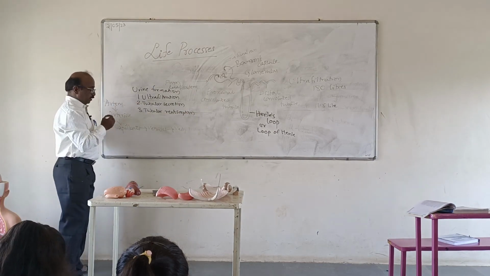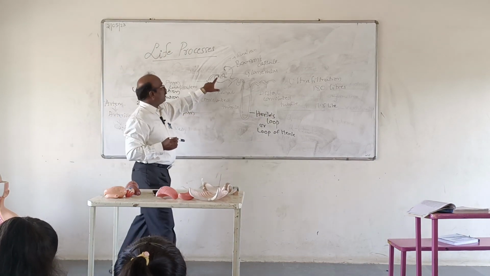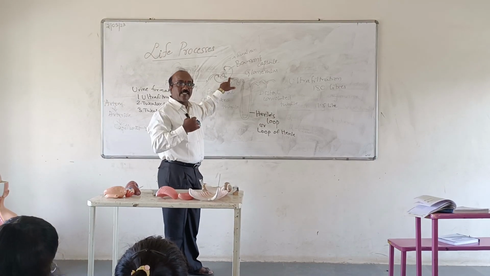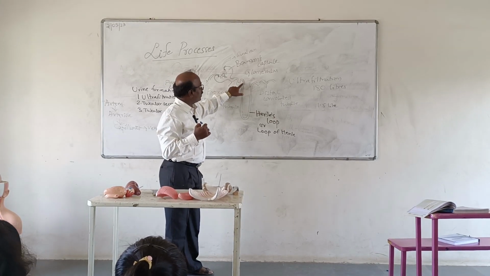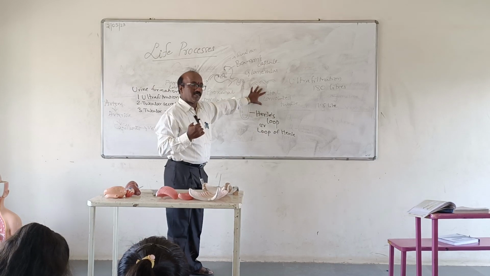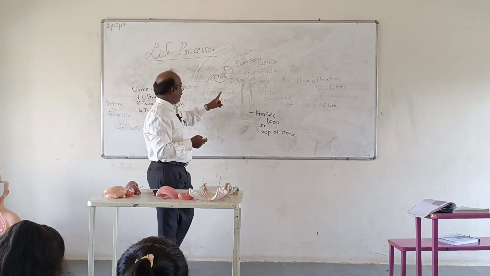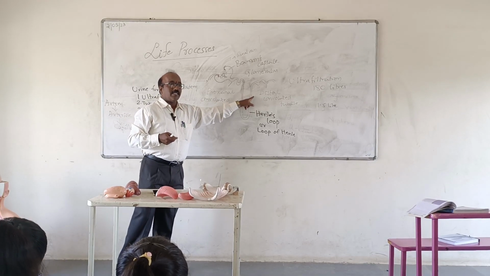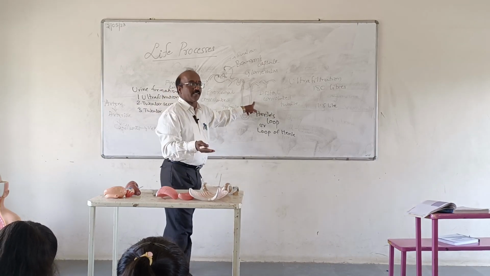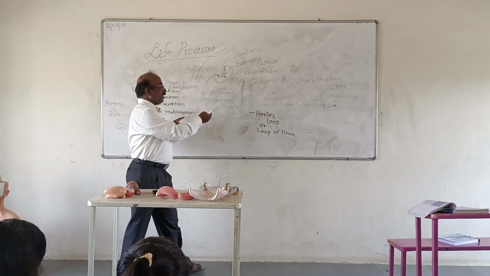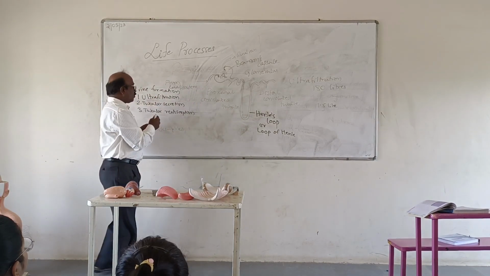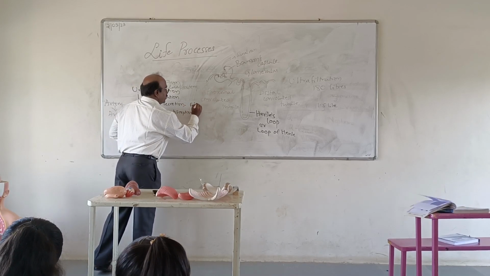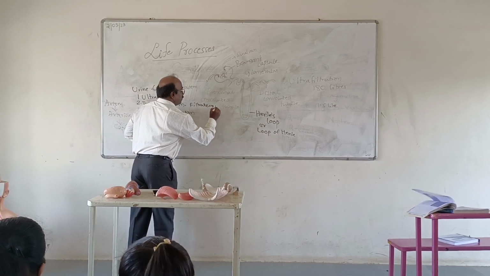Now, due to pressure, some of the useful materials get filtered, but our body needs them. So when it is moving through the tubule, it is sent back to the blood. At the same time, if the blood has some harmful materials which need to be eliminated, that is the other process. One is reabsorption, the other one is secretion.